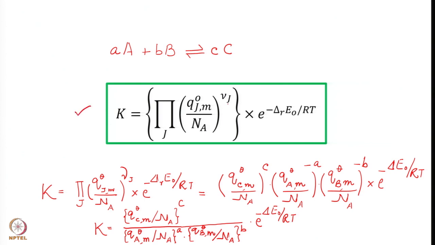That means it is a similar way of writing the equilibrium constant as you did in discussing chemical thermodynamics. That is, for the products you write in the numerator, and for the reactants you write in the denominator, and then there is an additional exponential term, taking into account the difference in zero point energy, that has to come in this expression.